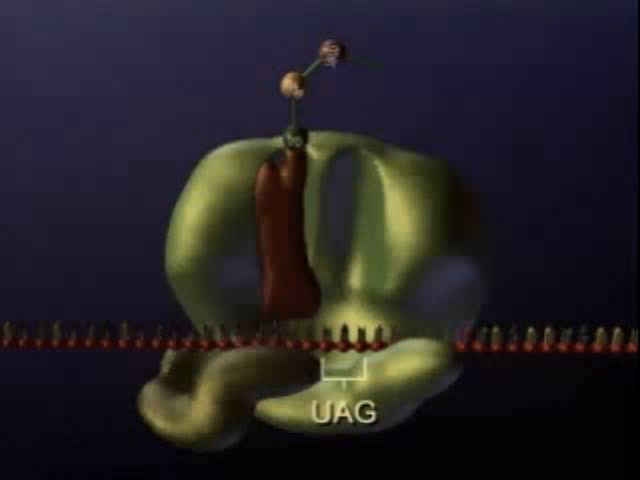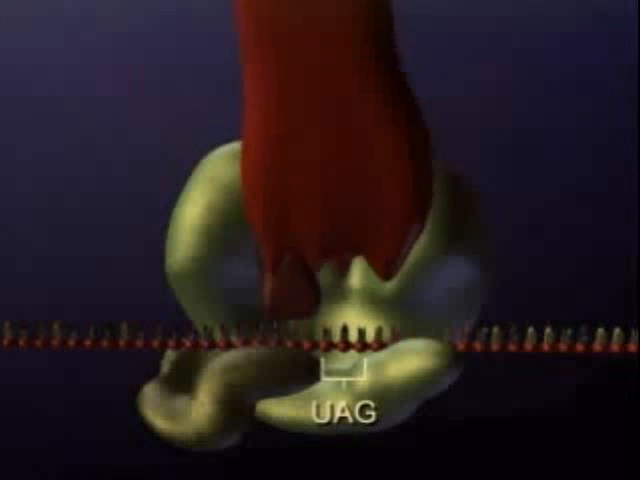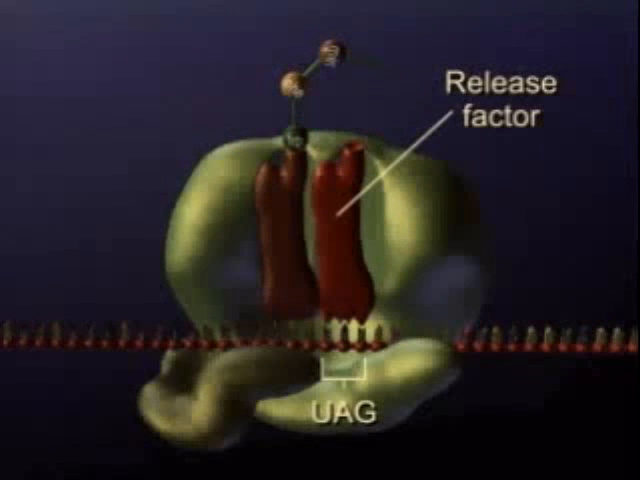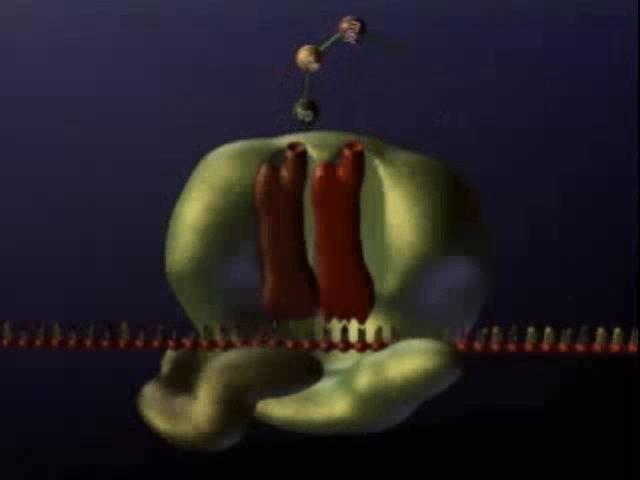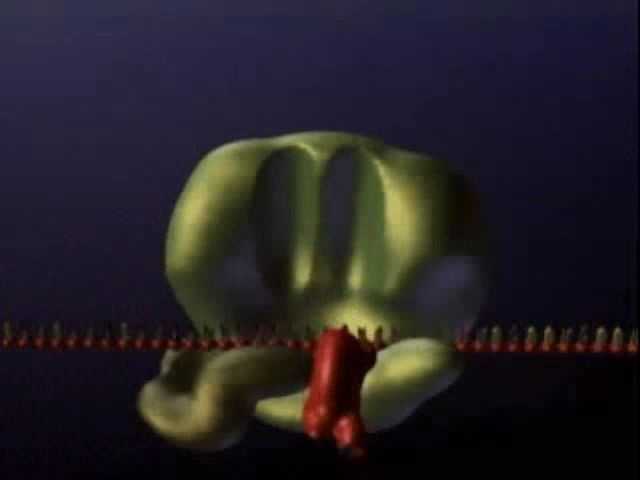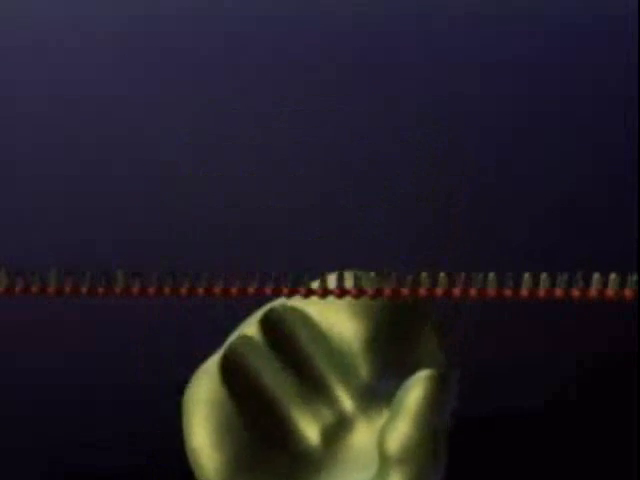The A site accepts a protein called a release factor. This causes the addition of a water molecule to the polypeptide chain. It hydrolyzes the completed polypeptide chain from the P site tRNA, thus releasing it from the ribosome. The complex then breaks down into the mRNA strand, the two ribosomal subunits, and the polypeptide chain.